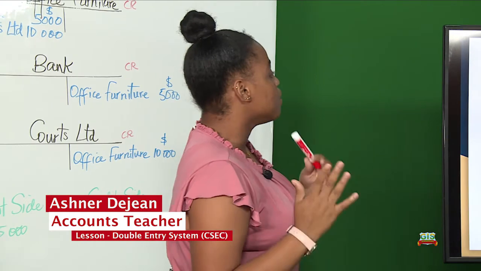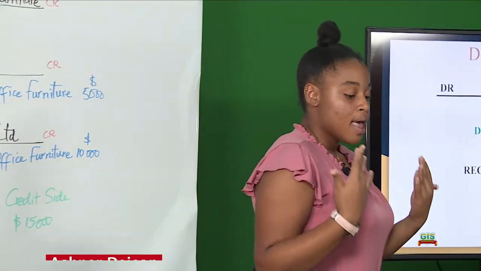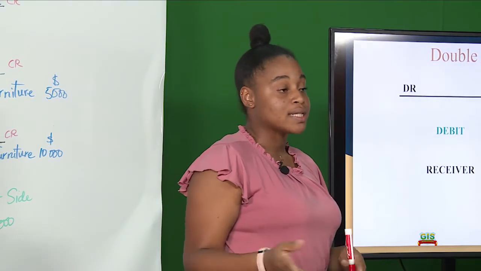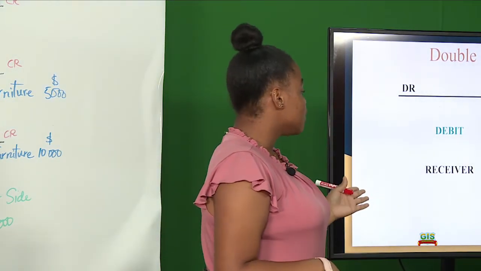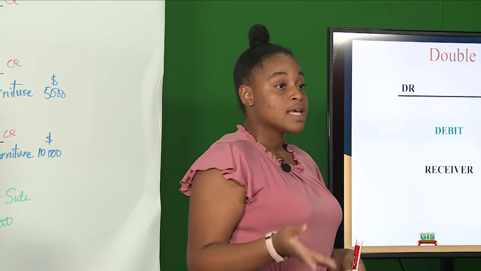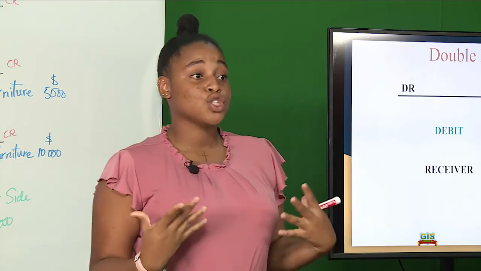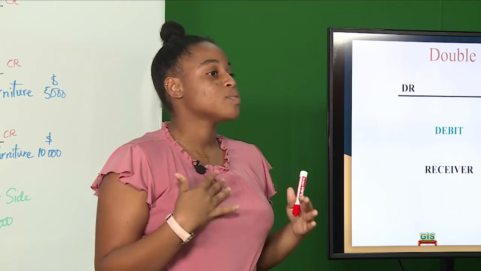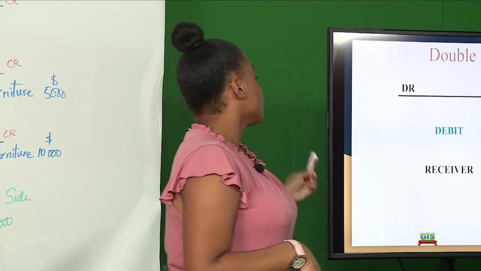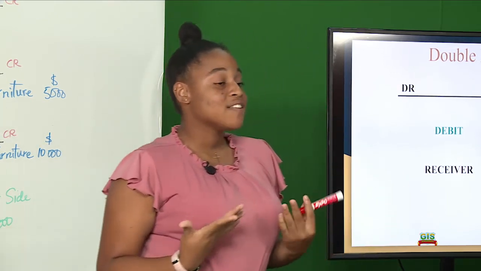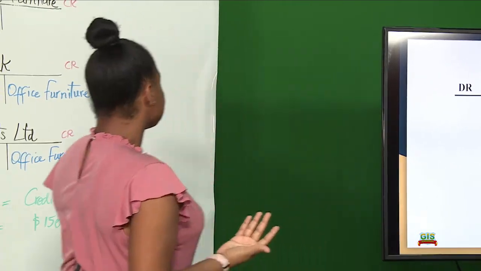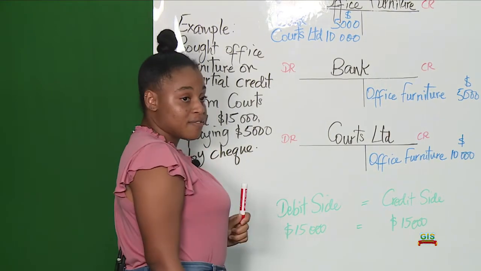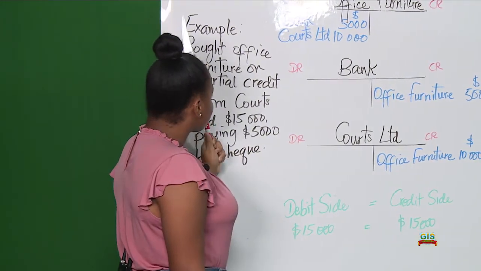In double entry, the basic way we can help you to understand which account to debit and which account to credit is by telling you to debit the receiver and credit the giver. Sometimes the transactions won't be so literal, it won't be so in your face. You have to apply a little interpretation skills. You debit the account that is receiving the benefit, and in this example here, the office furniture account is receiving the benefit because it's increasing in value.